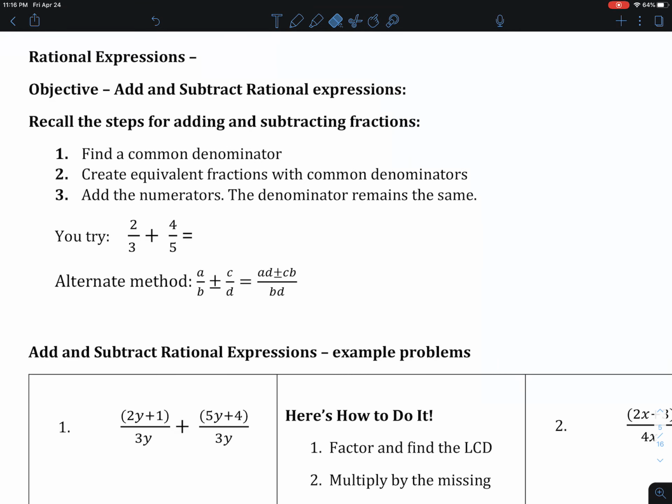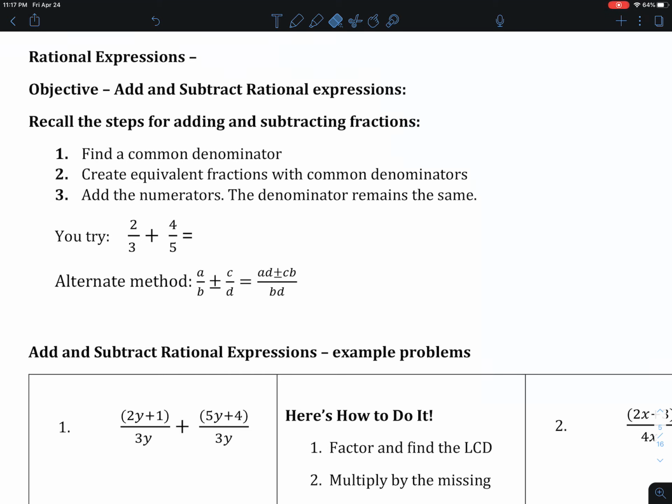Hi boys and girls, welcome to day 3 of rational expressions, and today we're going to add and subtract rational fractions. The steps to adding and subtracting rational expressions are the same as adding and subtracting fractions. We want to find the common denominator, create equivalent fractions with the common denominator, and then add the numerators. The denominators remain the same.